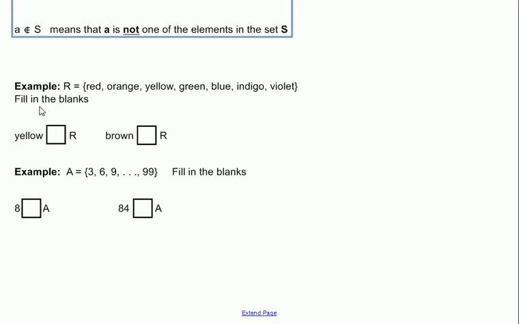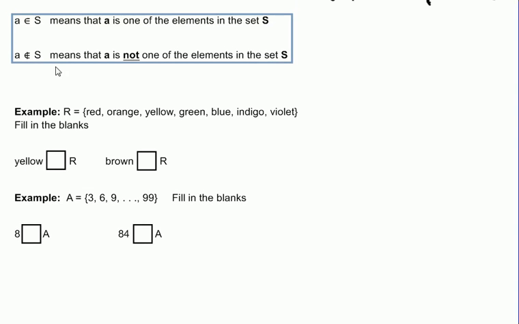And you might see some simple questions in the homework that say, decide the appropriate symbol to put in between these. The important thing to understand with the element and not element of symbol is that the value on the left is always a single element, and the argument on the right is always a set. So we have yellow as an element compared to the set R. We can see that yellow is in fact an element of R. Brown, on the other hand, is not an element of R, so we would fill this in with the slash.